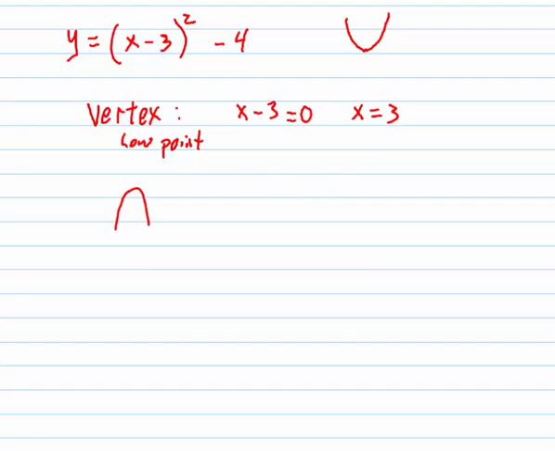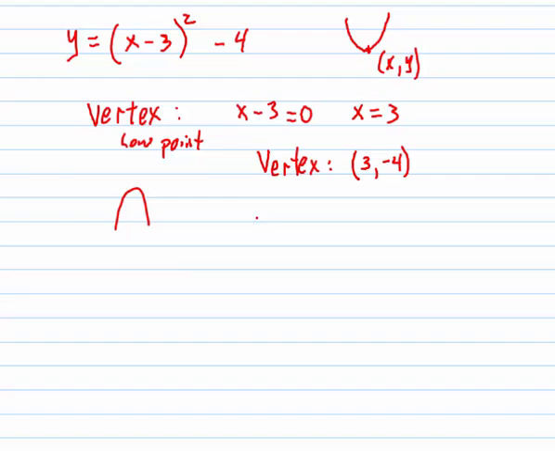Now any point has an x comma y, so we need y in there too. But we throw 3 into that, and this is 0. 0 squared is 0, and y is just equal to minus 4. So the vertex is just equal to (3, -4), and that's a low point.